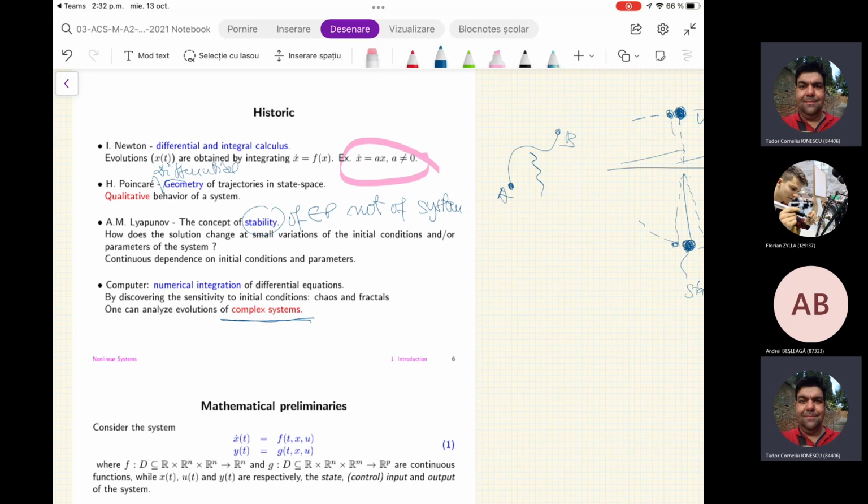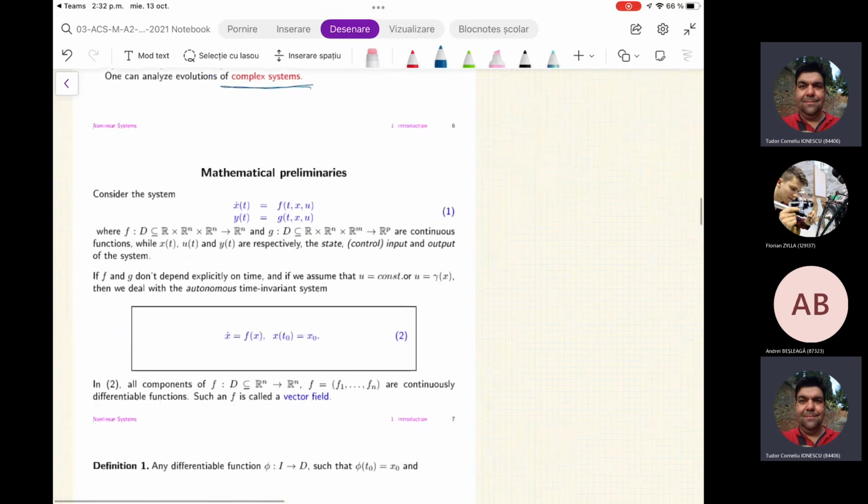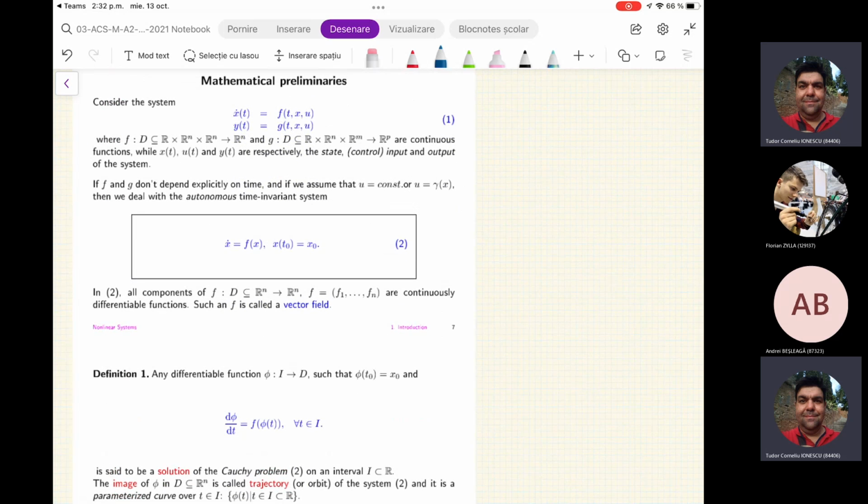Okay, you remember the history of all this? I told you last time the history of the things and how things got to this nonlinear stuff, and now we are going to get into the mathematics of it. Okay, so we are going to talk about mathematical models. We consider a general differential system, x dot (t) is f of t, x, and u. So it's a vector field, okay, depending on the time, on the state x itself, and on the input u, and the output y.